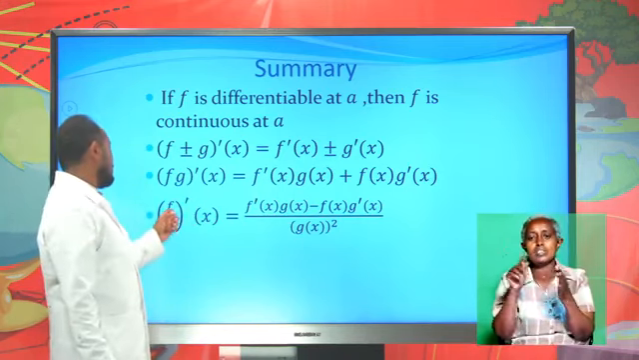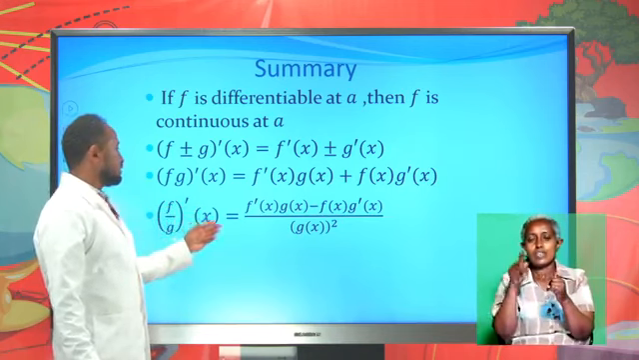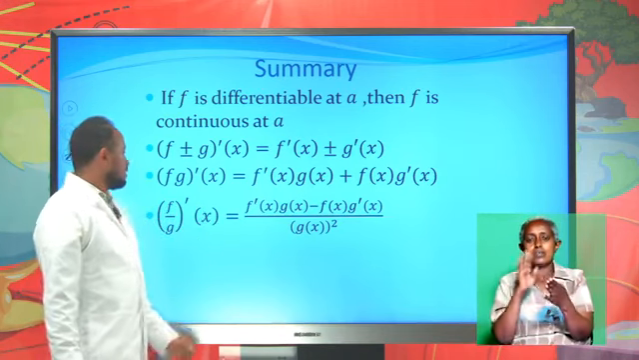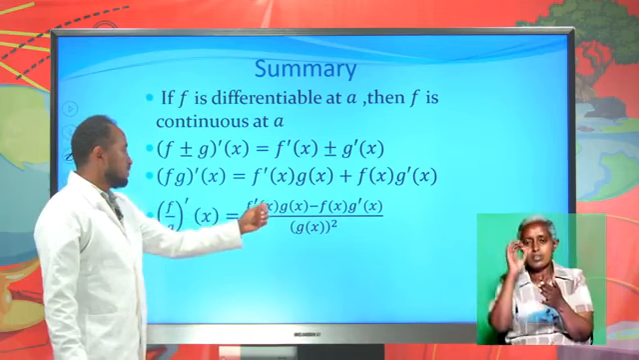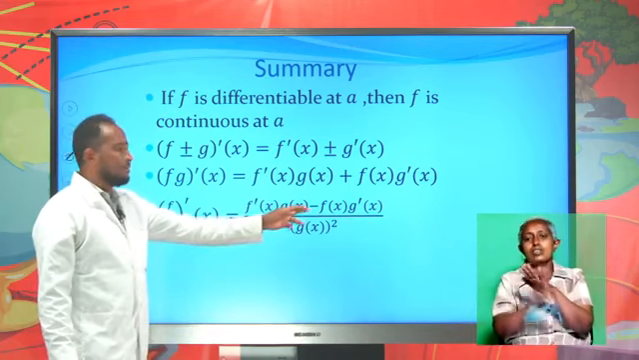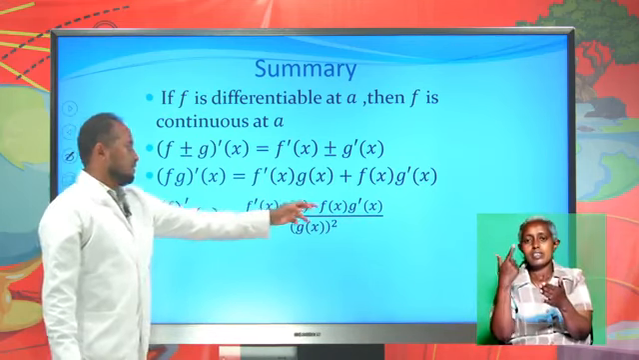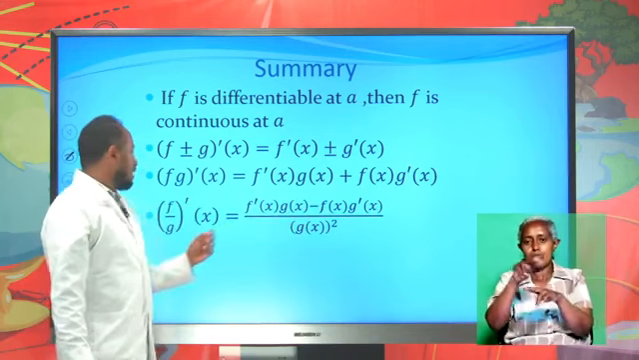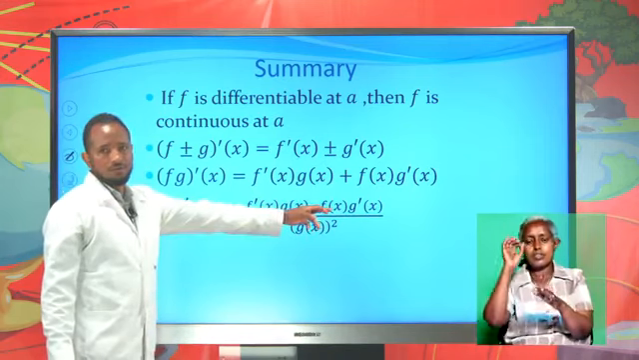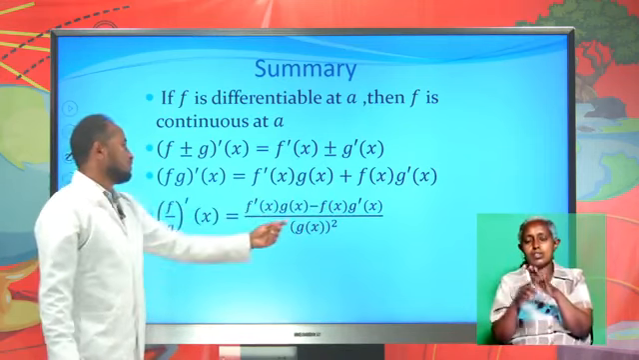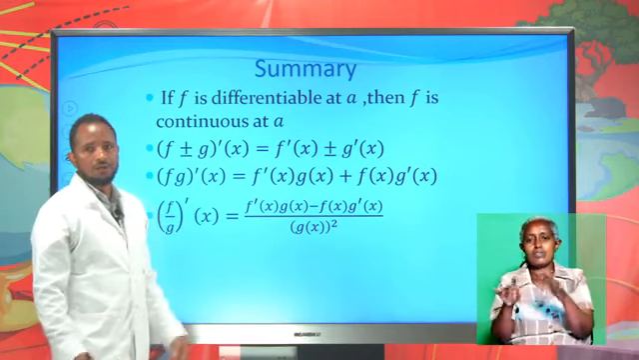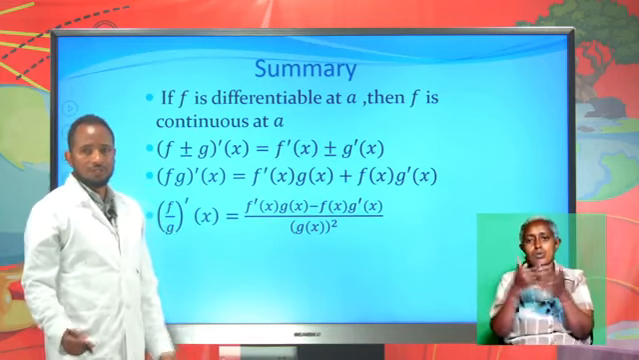The other point that we have seen today is the quotient rule. The derivative of f over g of x is the derivative of the numerator times the denominator minus the numerator times the derivative of the denominator, divided by the denominator squared. So this is all about today's lesson.